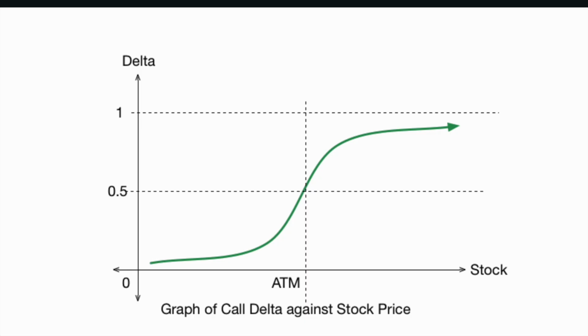This shows a graph of your delta and the stock. At the money, that's the exact same price. Say the stock's at 200 and you have a 200 put. Exact at the money is a 0.5 delta. Notice that this curve is not linear. It has different slopes as we get to a higher delta.